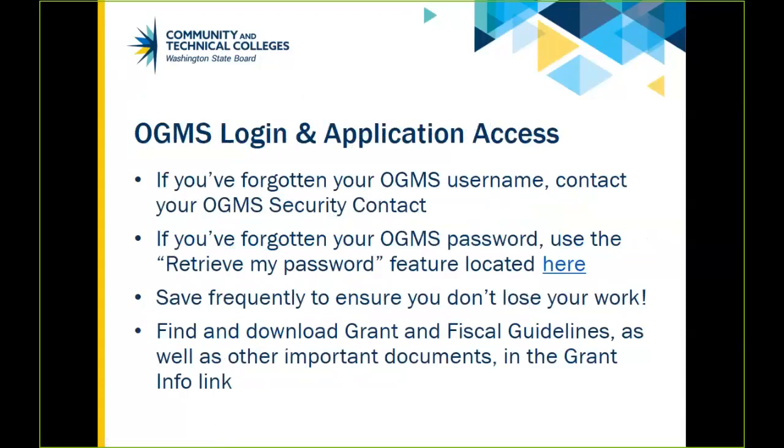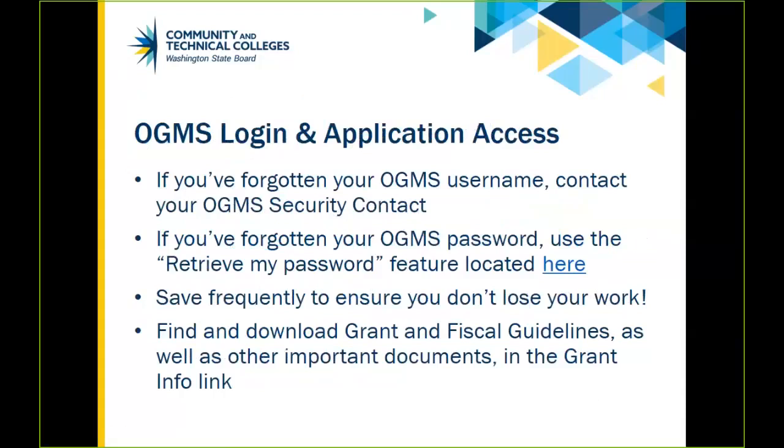Just further getting back into OGMS, if you've forgotten your OGMS username and password, you can contact your security contact for the username. They probably won't have your password. You can use the Retrieve My Password feature on the login screen to have OGMS email your password to you. It should email your password to you about 30 seconds after you request it. If you don't receive that email in about 2 minutes, go ahead and check your spam or junk email folder. If it's not there, check with your security contact to make sure the email address associated with your OGMS user account is correct. As schools update email addresses, OGMS security contacts don't always remember to update user accounts at their college.